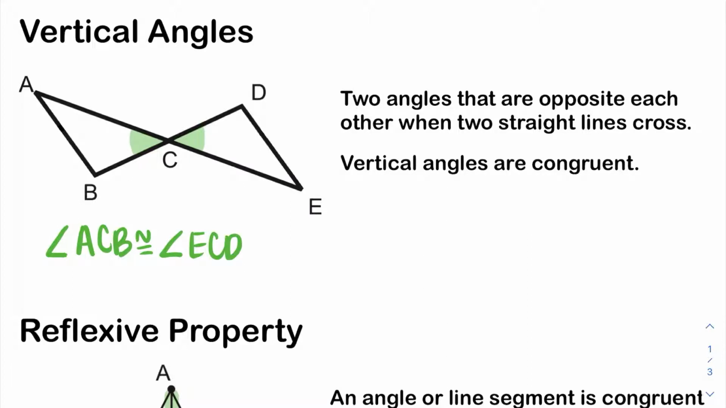The first thing is recall vertical angles. Vertical angles are two angles that are opposite each other when two straight lines cross. Also recall that vertical angles are congruent, which means that they are equal.